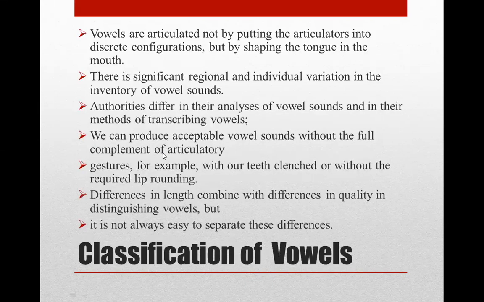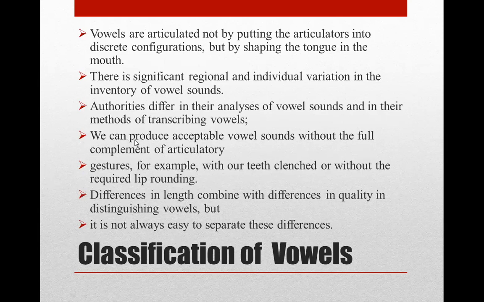When we come to the classification of vowels, although there are fewer vowels than consonants, their classification is more difficult for the following reasons. Vowels are articulated not by putting the articulator into discrete configurations, but by shaping the tongue in the mouth. And the other reason is there is significant regional and individual variation in the inventory of vowel sounds, and the authorities differ in their analysis of vowel sounds and in their method of transcribing vowels.